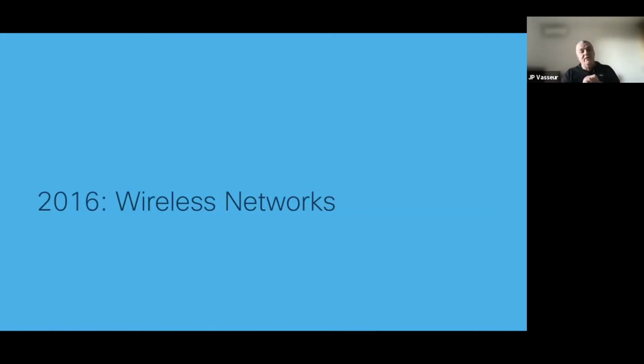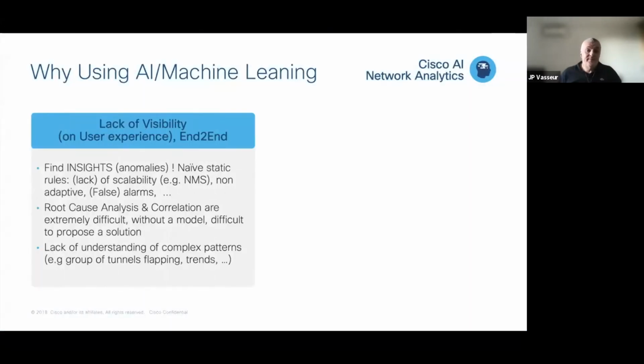In 2016, we wanted to look at wireless networks. Why? I'm sure you know a little bit about wireless. It could be fairly complicated to troubleshoot. Wi-Fi is a great technology, but again, it could be a little bit complicated sometimes. There was a lack of visibility at the time about the user experience and the end-to-end experience as well. Everything was based on naive rules where you would look at multiple KPIs and put a threshold, and when you cross the threshold, you raise an alarm. Then it was very difficult to do root cause analysis and correlation and stuff like that.